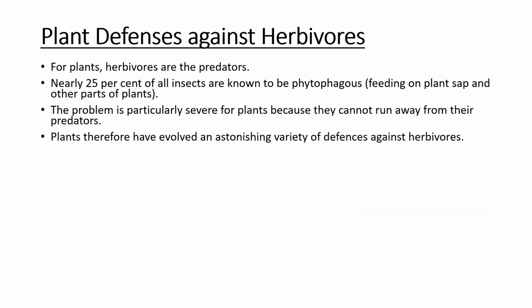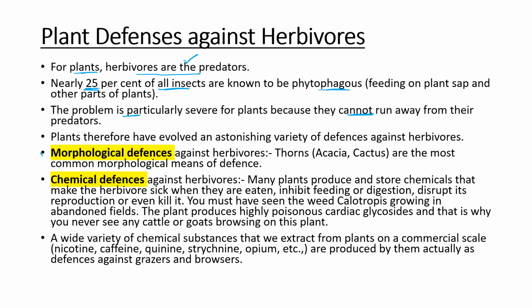Now see plants. For plants, herbivores are also predators. 25% of all insects feed on plant cells. Now, the problem with plants is that they cannot run away from their predators, so they have developed different defense mechanisms. They have shown morphological defense. For example, they have developed thorns in acacia and cactus. They have developed chemical defense. If you see, they have chemicals. For example, there is a weed, calotropis, which is never consumed by cattle. You will never see any cattle grazing on this.